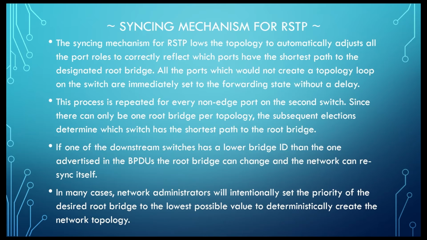Since there can only be one root bridge per topology, the subsequent elections determine which switch has the shortest path to the root bridge. If one of the downstream switches has a lower bridge ID than the one advertised in the BPDUs of the root bridge, the root bridge can change and the network can resync itself. In many cases, network administrators will initially set the priority of the desired root bridge to the lowest possible value to deterministically create the network topology.